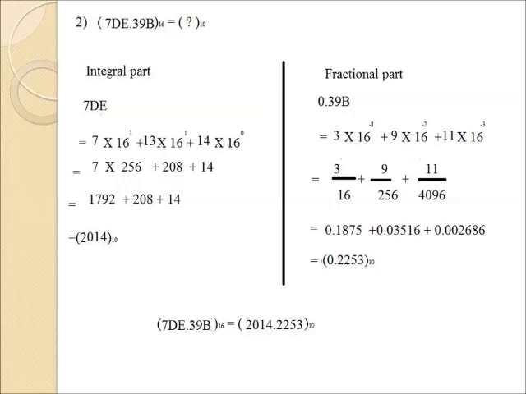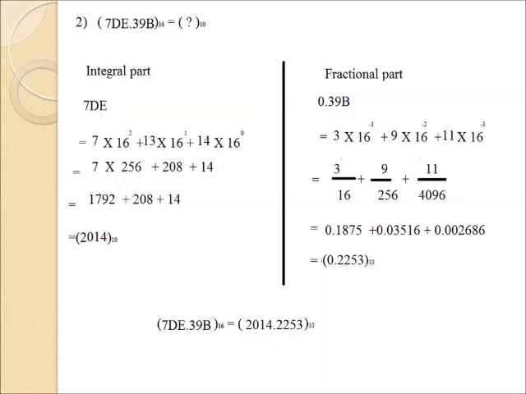Now look into the fractional part. The fractional part is 0.39B. In the fractional part also you can see that there are 3 digits. So in the fractional part we are multiplying with the negative powers of 16. So 3 into 16 raised to minus 1, plus 9 into 16 raised to minus 2, plus 11 into 16 raised to minus 3.